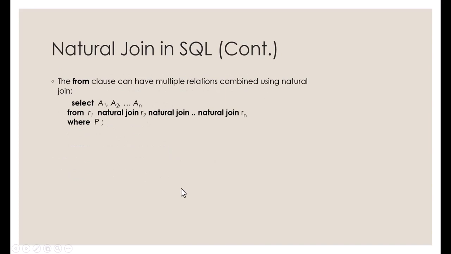Okay, so you can have more than 2 tables or 3. There's really no limit on how many you can do. You could do R1 natural join R2, natural join R3. So there's really no limit.